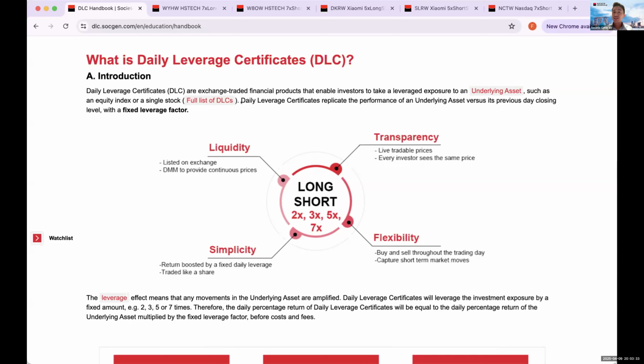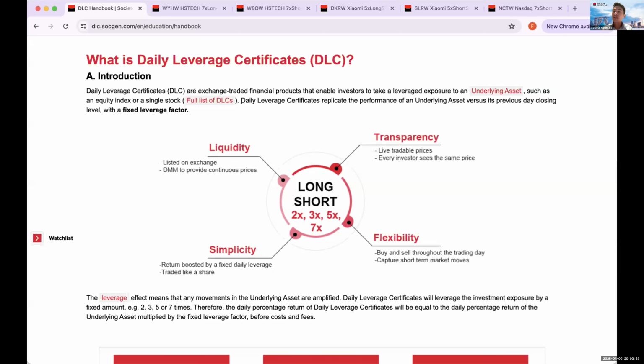All right. So you don't trade the DLCs on the SocGen website, etc. You find the DLC information, the stock code, the name, etc., and then you go into your iTrade trading platform to trade the DLCs over there. You trade the DLCs the same way that you trade a share, like a DBS share or a UOB share, the Singapore shares. You trade the DLCs the same way as you trade the Singapore shares. Okay. The DLC is issued by SocGen and listed on the SGX securities market.